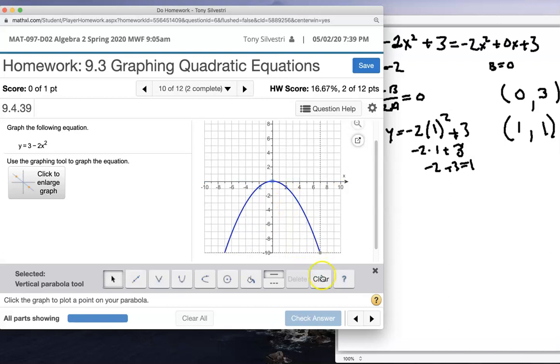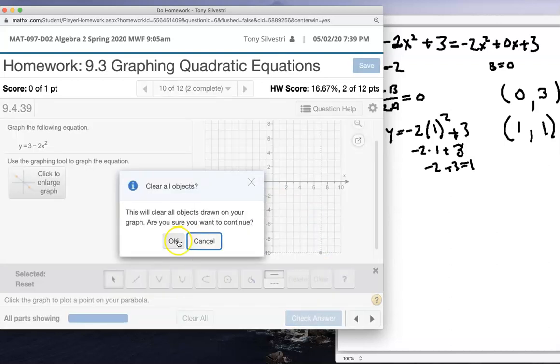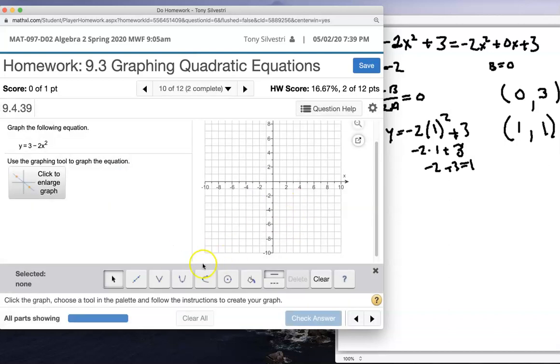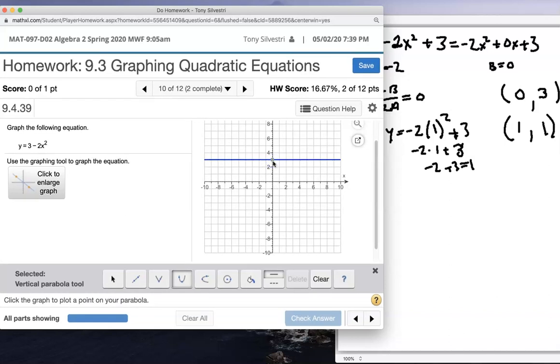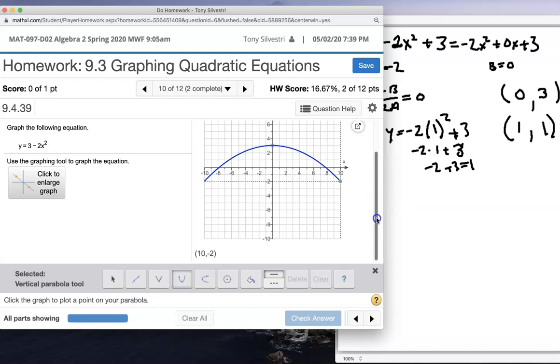Oh, no, I cleared it. I screwed it up. Start off. Okay, are you sure you want to continue? Yes. Okay, click on that. 0, 3. Boom, click that. And that's the point 0, 3. Right there. And then the next point is x equals 1, y equals 1.